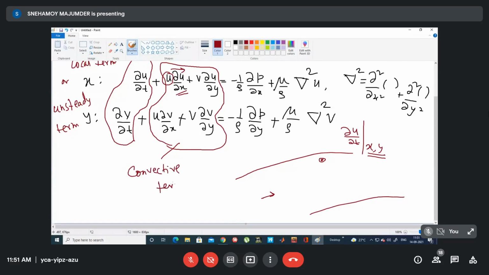And this is the driving term. In any physical process, there must be a driving term. For example, if there is a cyclone, the temperature difference is the driving term that drives it. So this is the driving force. There was also another driving force here, g_x, that is gravity. But gravity is negligible. Why? And this is called the diffusion term.